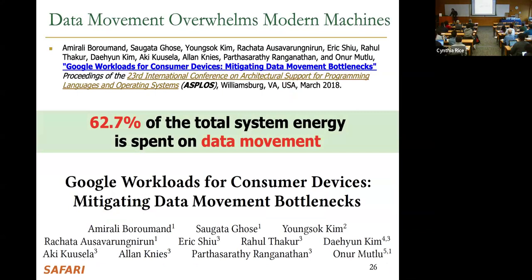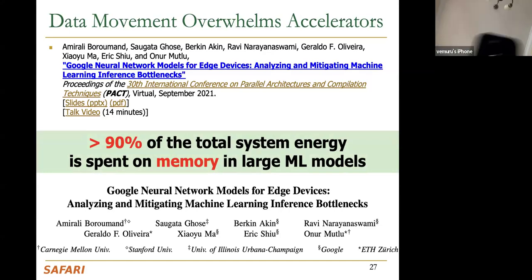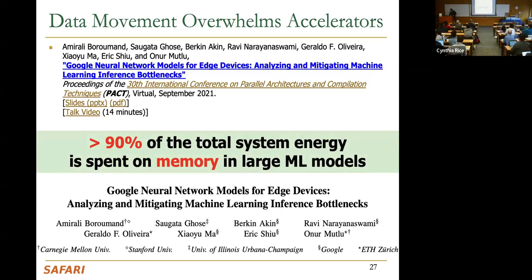Later, we repeated this sort of study on the Google Edge TPU. And we found out that, especially on large machine learning models, more than 90%, and in some cases, more than 99% of the entire system energy is spent on memory, both accessing and moving the data across memory.